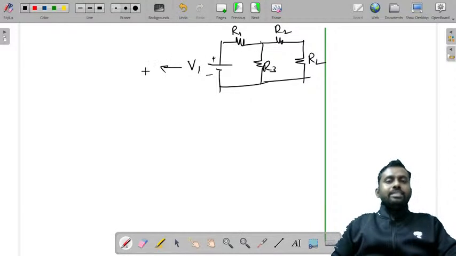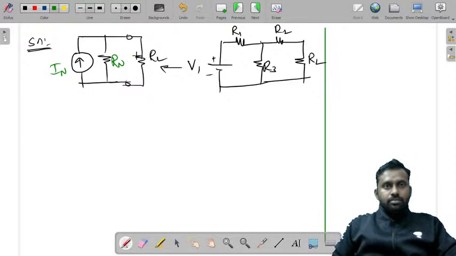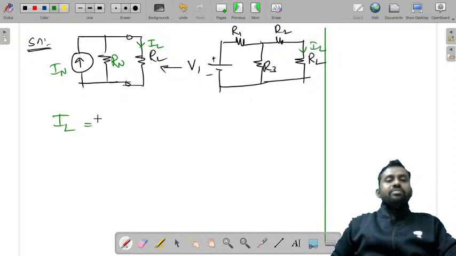Now you can replace this by a single current source in parallel with a resistance, which is connected to the load resistance, RL in this case, and this value is IN and this is RN. Now let us say you are asked to find the current in the load resistance. What is the current in load resistance? Just apply the current division rule, which I have told you in the previous sessions.